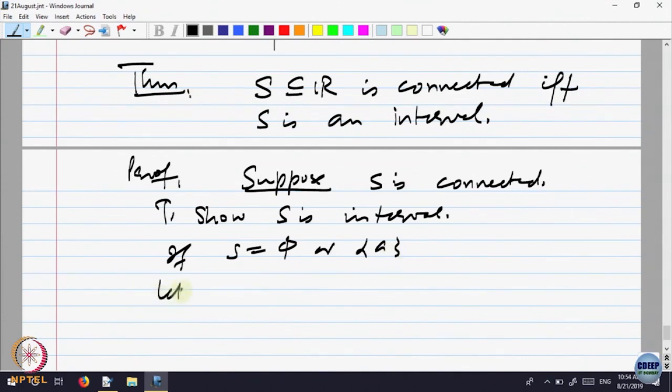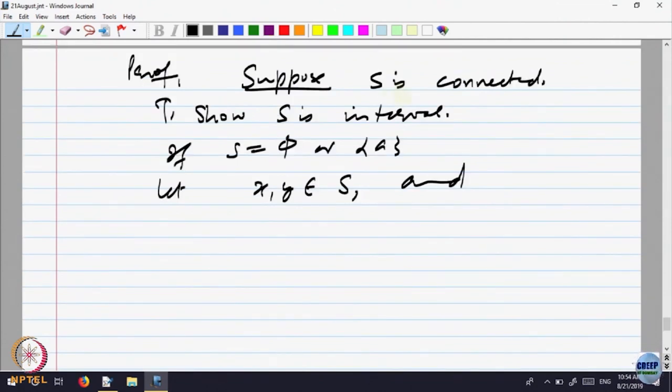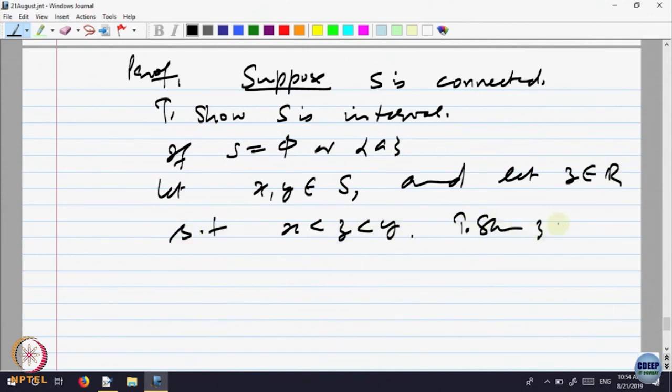So finally, let us take two points. Let x, y belong to S, and so what we want to show? S is connected. To show it is an interval, we have got two points. To show it is an interval, what should I show? Every point in between is also inside. Let x less than y, and let z belonging to R such that x less than z less than y, to show z belongs to S.